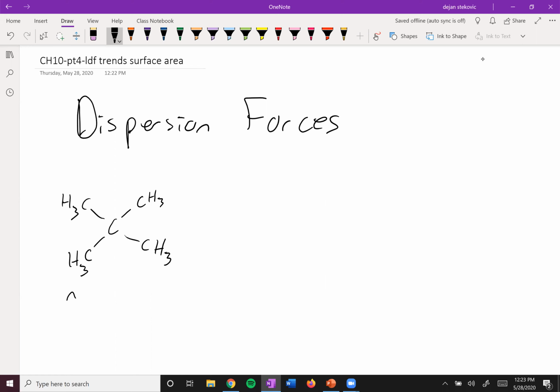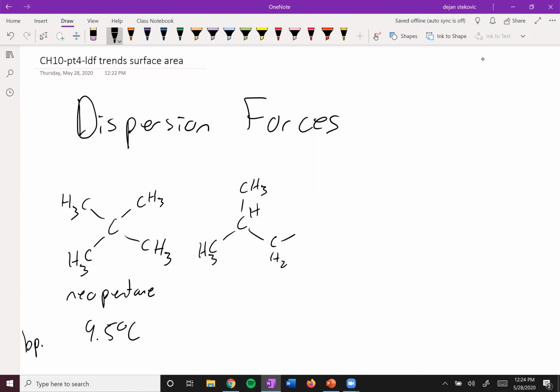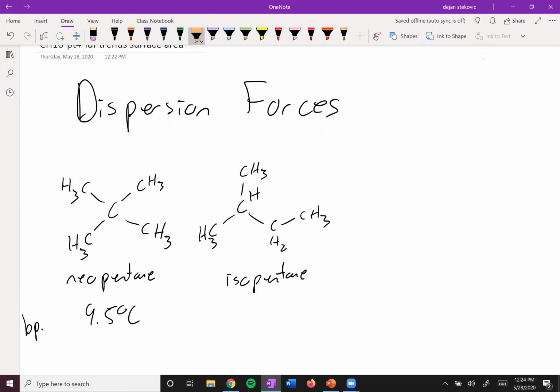So this is neopentane. You can see there's a central carbon with 4 other carbons around it. It has a boiling point of 9.5 degrees Celsius. This is isopentane. So still 5 carbons, same molecular formula. This is an isomer. You can see now that instead of a central carbon connected to 4 things, we have kind of this 1 carbon on the end here. And so this boiling point is 27 degrees Celsius.